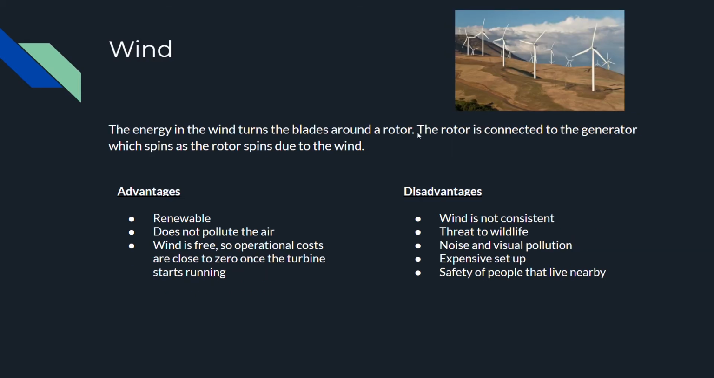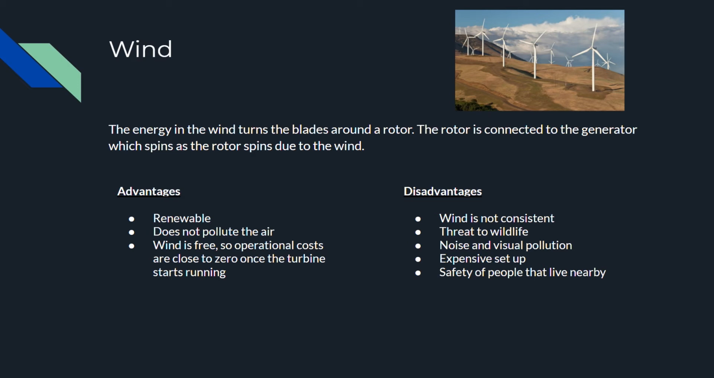Wind. The energy in the wind turns the blade around the rotor. The rotor is connected to the generator, which spins as the rotor spins due to the wind. The advantages are that it's renewable, it does not pollute the air, and wind is free, so operational costs are close to zero once the turbine starts running.